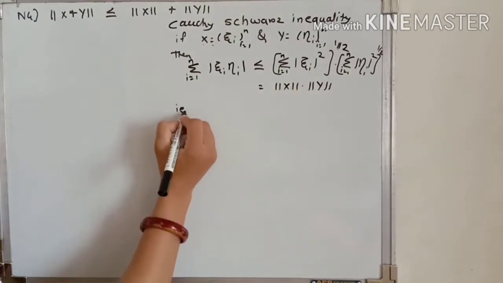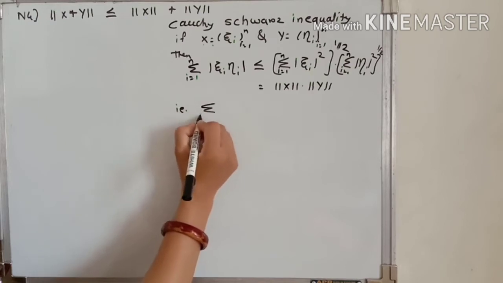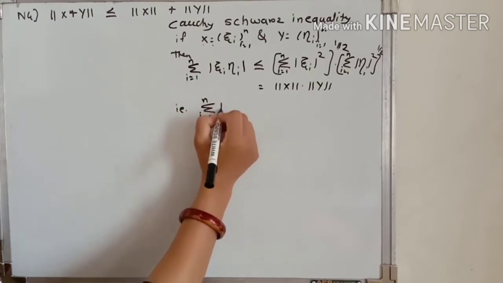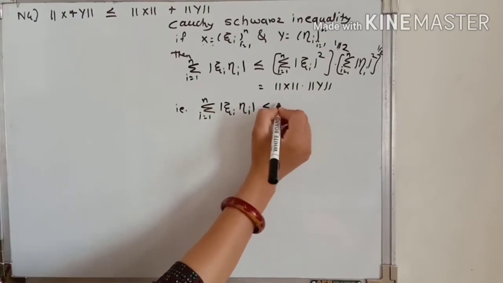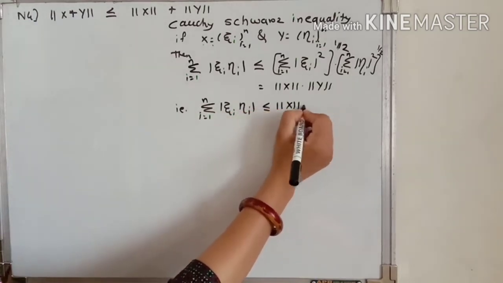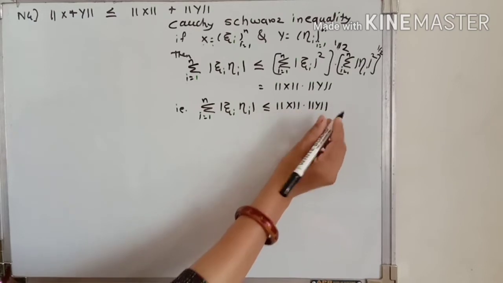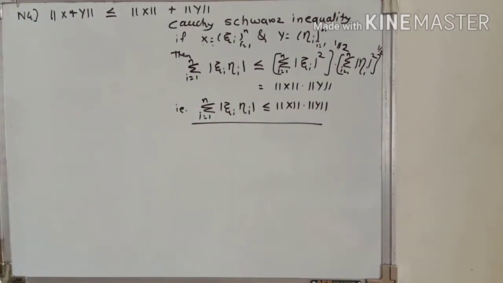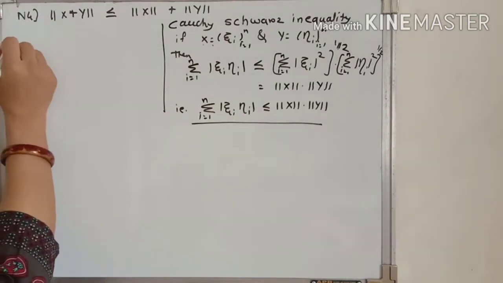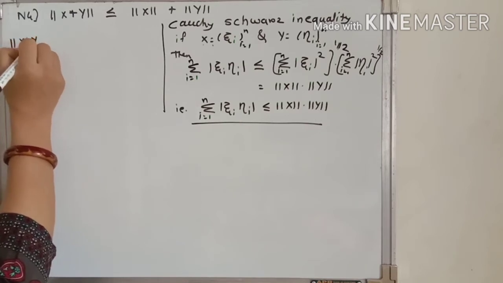That means in Cauchy's inequality we get that the summation i running from 1 to n of mod of ξᵢηᵢ is less than or equal to norm of x into norm of y. This Cauchy's inequality we have to use to prove this inequality, that is, norm of x plus y is less than or equal to norm of x plus norm of y. Now let's start the proof. Consider norm of x plus y.